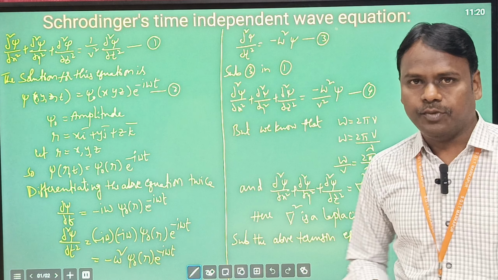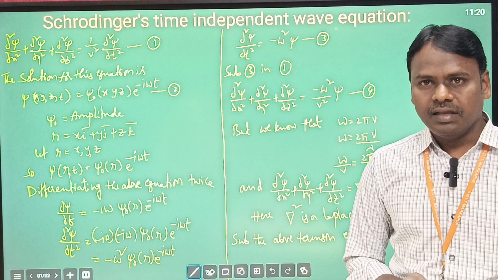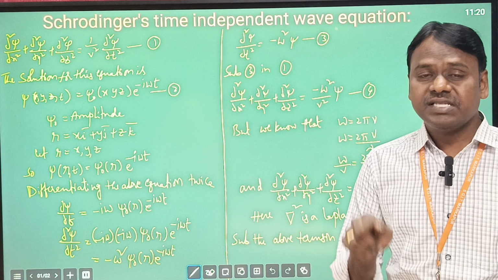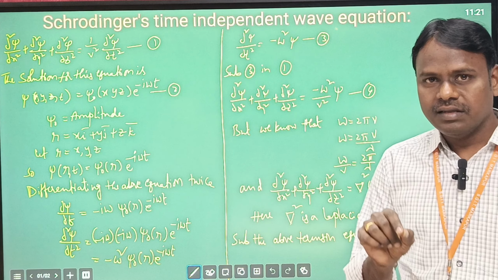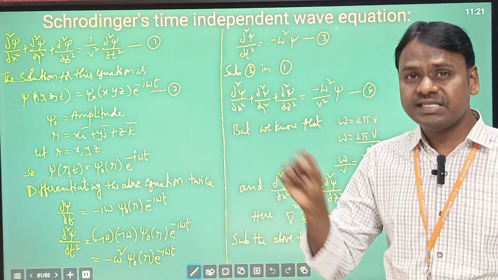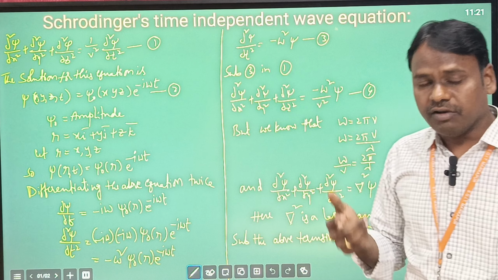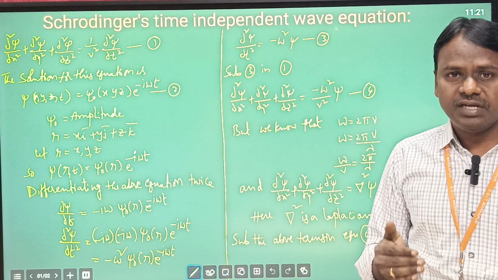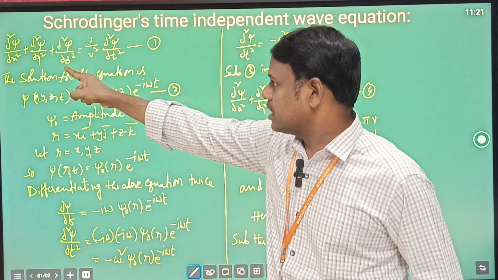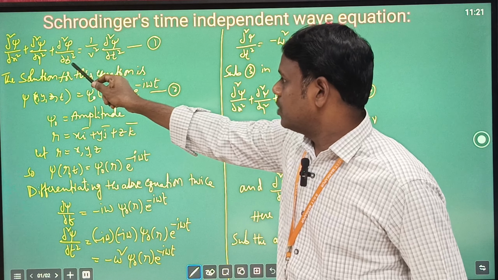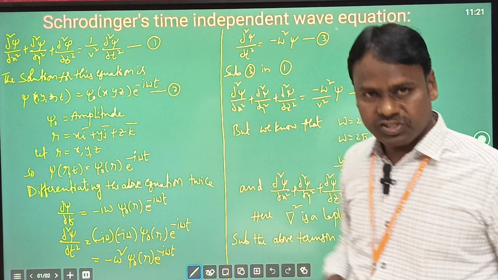According to de Broglie's hypothesis, if there is any particle, there must be a wave associated with that particle. If there is a wave, there is a wave equation. The wave equation associated with the particle is dou square psi by dou x square plus dou square psi by dou y square plus dou square psi by dou z square is equal to 1 by v square dou square psi by dou t square.